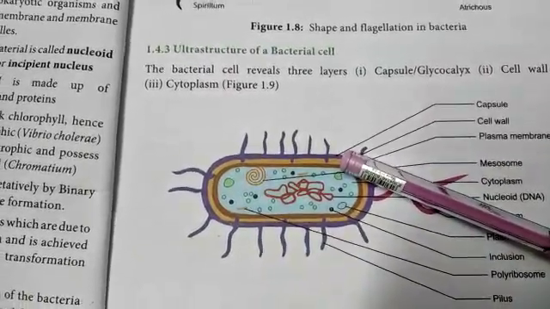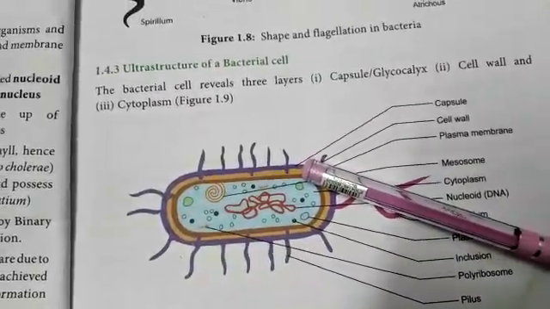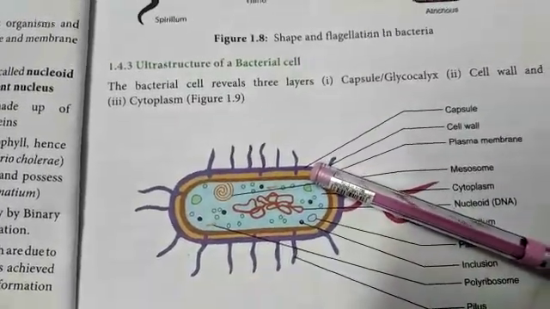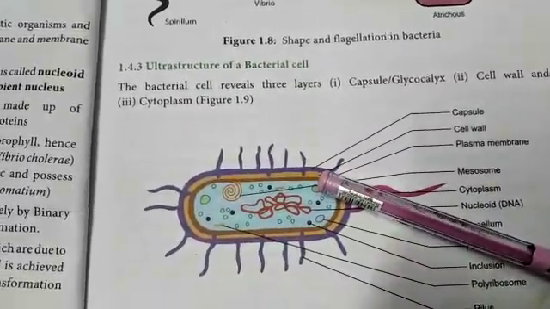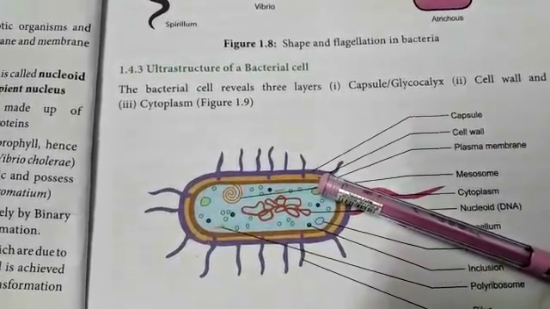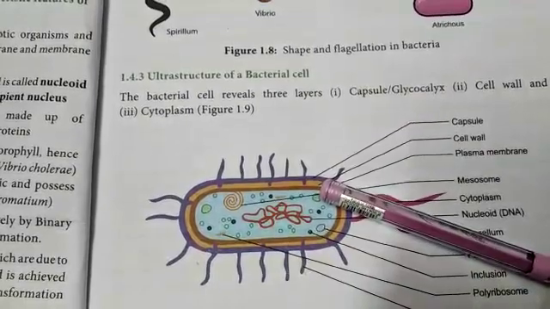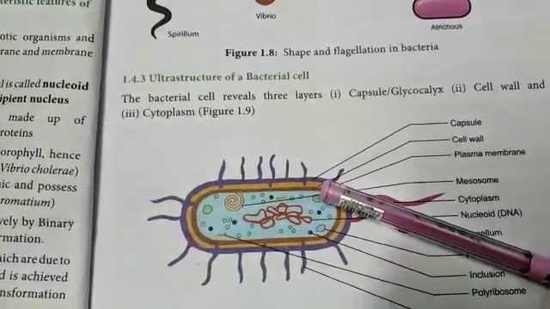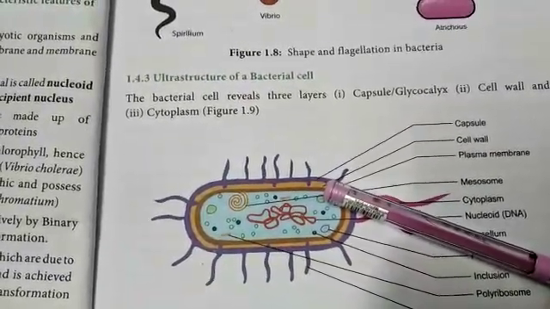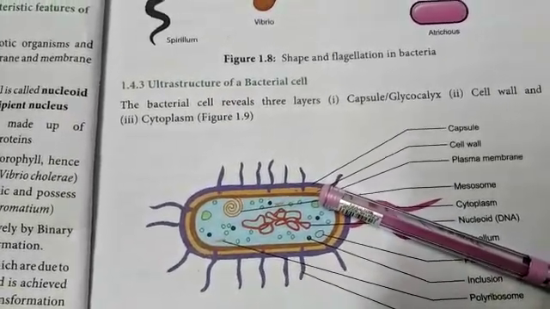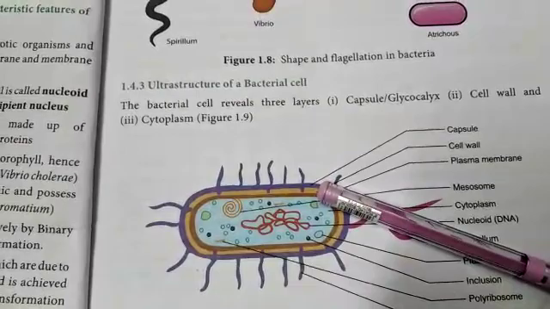What is the function of the capsule? It helps against desiccation and also antibiotics. Due to the sticky nature of the capsule, it easily binds to root surfaces, human teeth and tissues. It also helps maintain the nutrients in the bacterial cell.